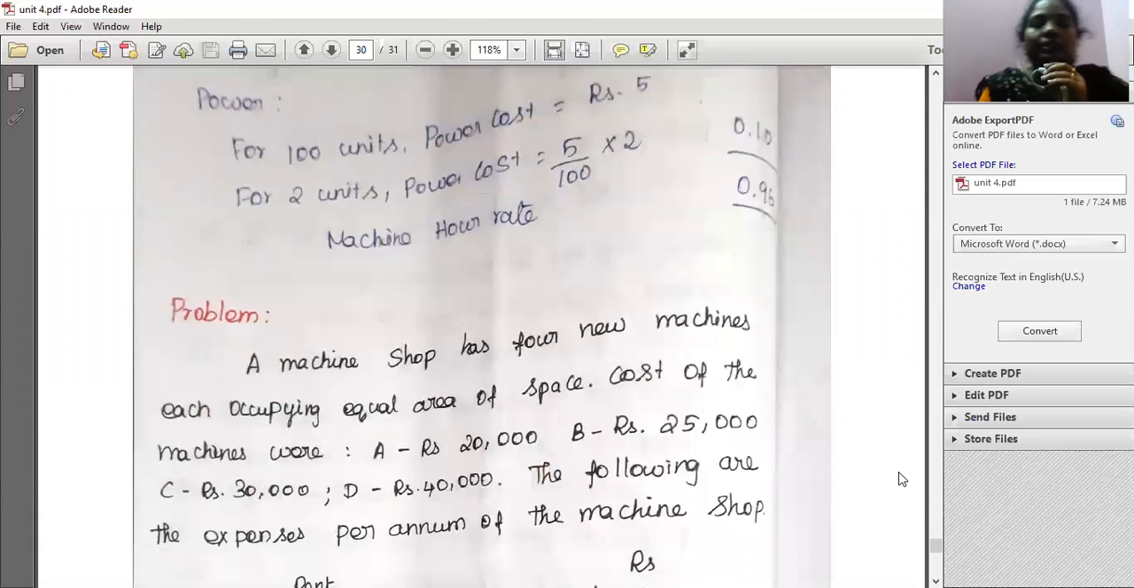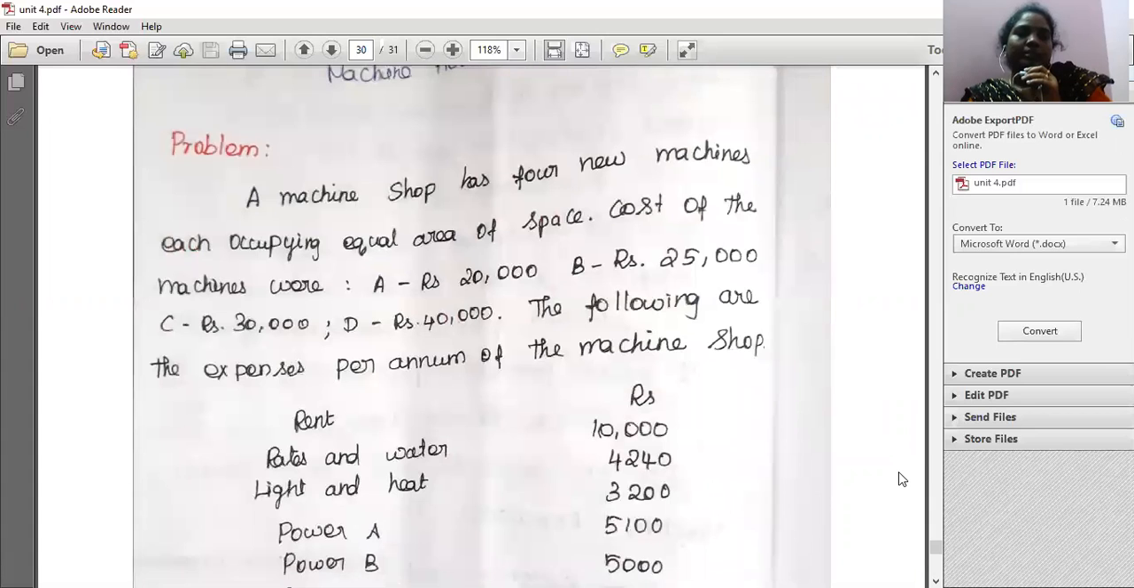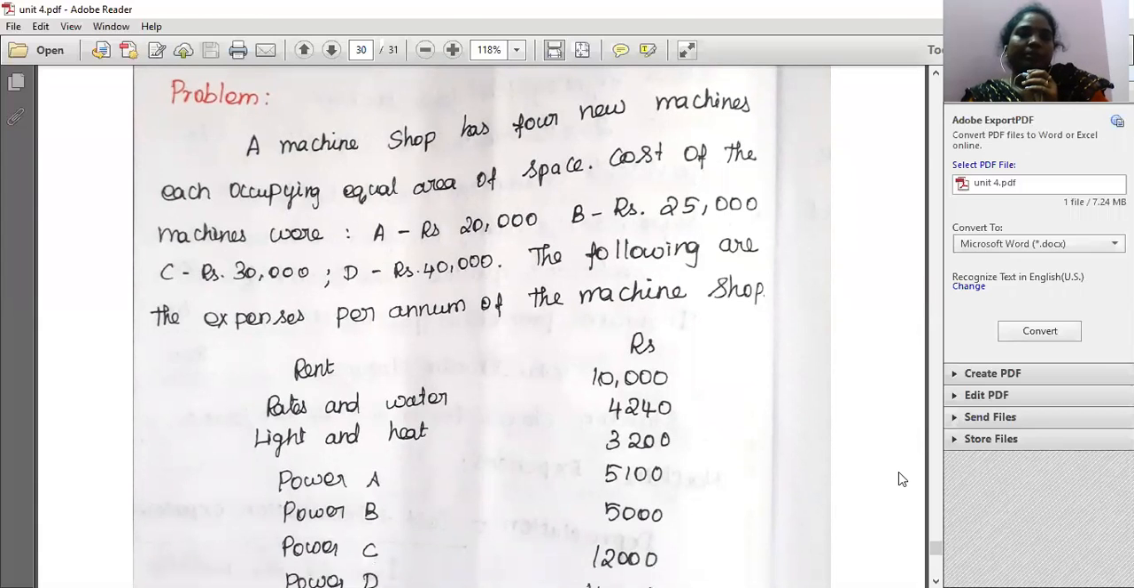And then these are the solution to that problem. And the next problem, the same as it is, apportionment and also machine hour rate to be found out. The problem is a machine shop has four new machines, each occupying equal area of space.